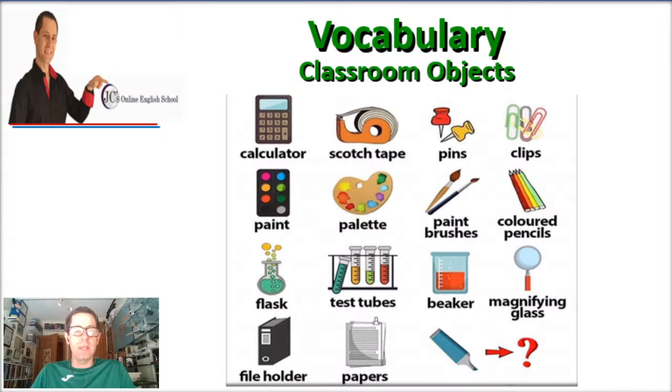Okay, row number 3, we have flask, test tubes, beaker, and magnifying glass. And on the last row we have a file holder, papers, just in general, papers, and finally we have a word that I don't know if you know the meaning.